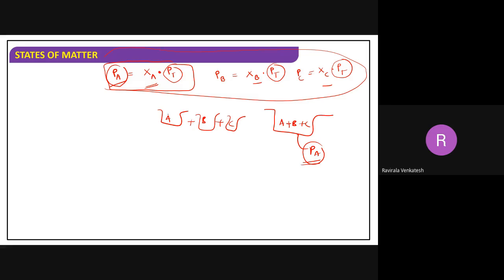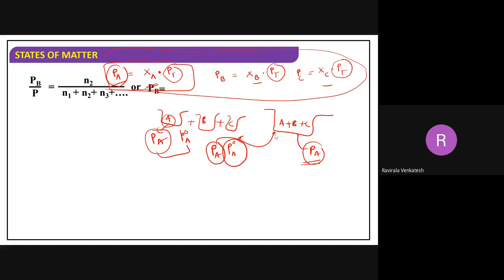Now, the pressure of A individually is not called the partial pressure of A. Individually, if you want to write it, you have to write P naught A. You have to identify the difference between PA and P naught A, which is very important. P naught A is the pressure of the gas A when it is not mixed with the others, whereas PA is the pressure of gas A when it is mixed in the container. You have to remember this.